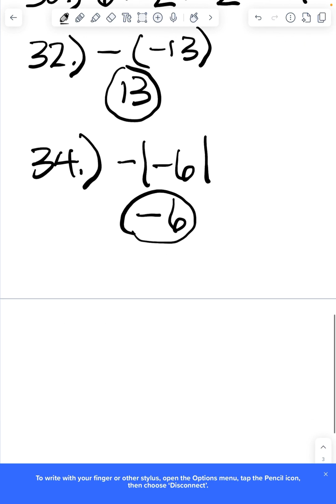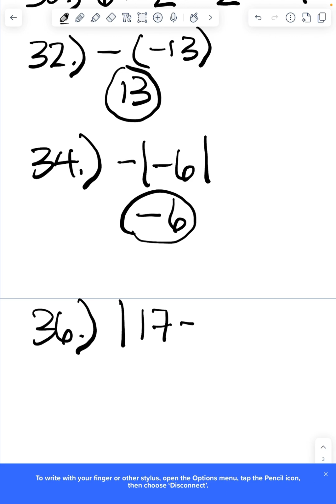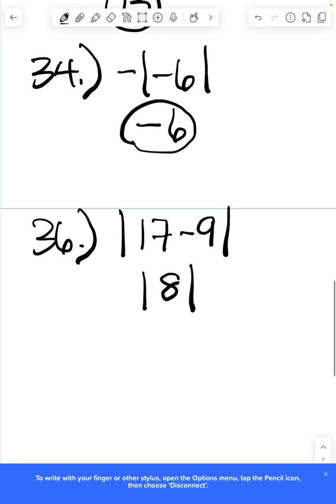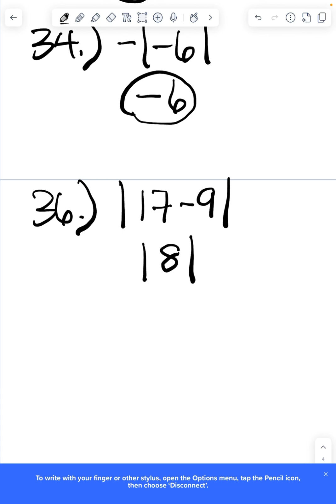Number 36. Absolute value of 17 minus 9. So we have to do that work inside the absolute value first, which is just a subtraction problem. 17 minus 9 gives us 8. We still have absolute values around it until we deal with the absolute values. So now that I've done that subtraction problem, I know I'm really doing the absolute value of 8. So my answer is 8.